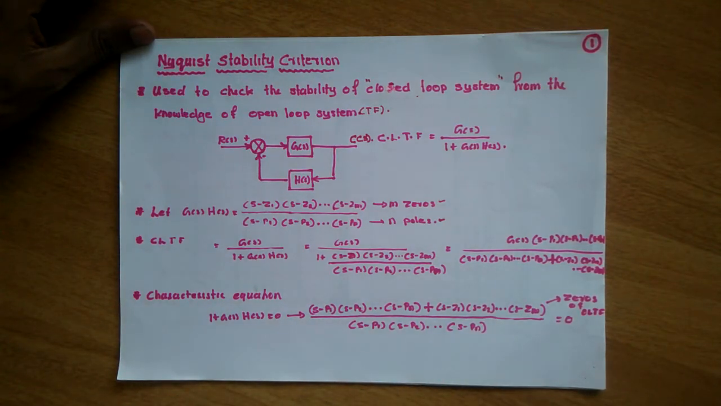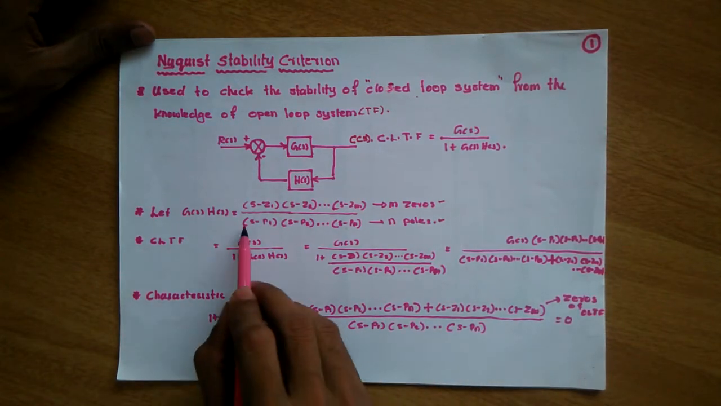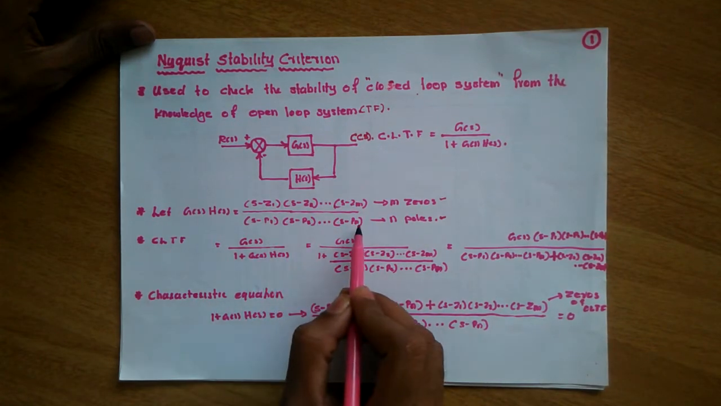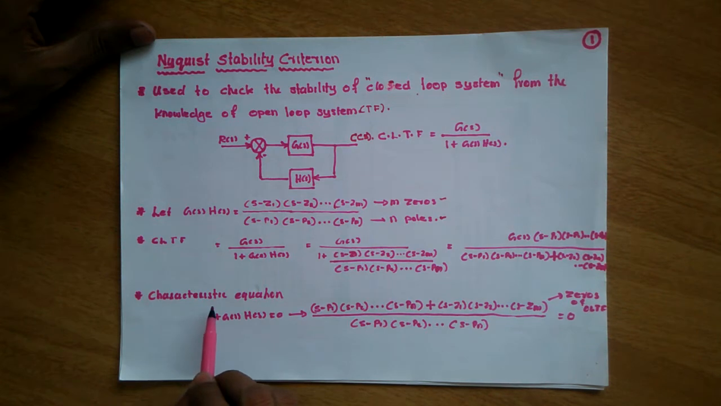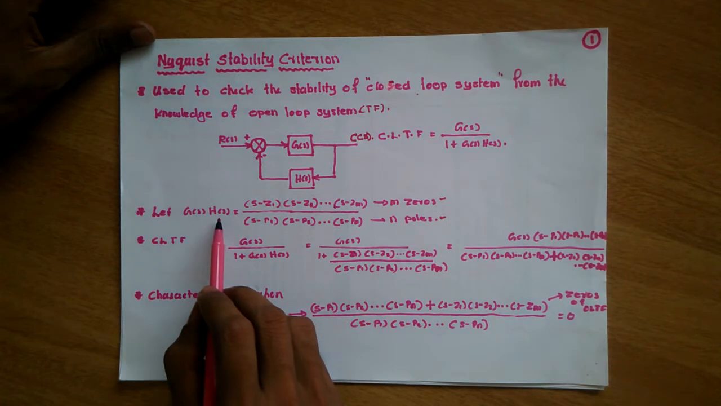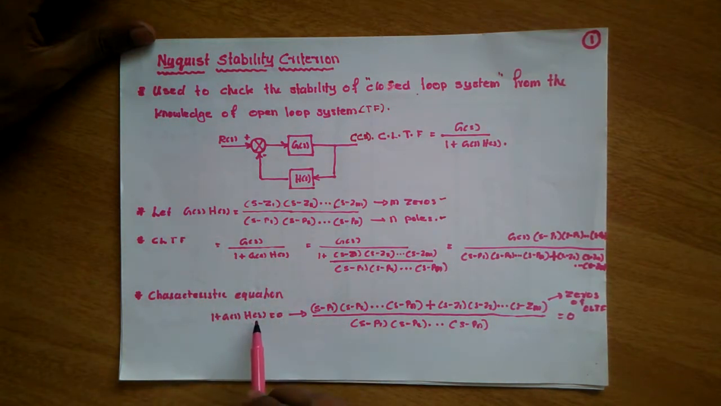Comparing these transfer functions, I can say that the poles of the open loop transfer function, which are p1, p2 and pn, and the poles of the characteristic equation, they are p1, p2 and pn, are same. That means that the open loop transfer function and the characteristic equation are having the same poles. Both of these, that is G of s H of s and 1 plus G of s H of s, are having the same poles p1, p2 and pn.